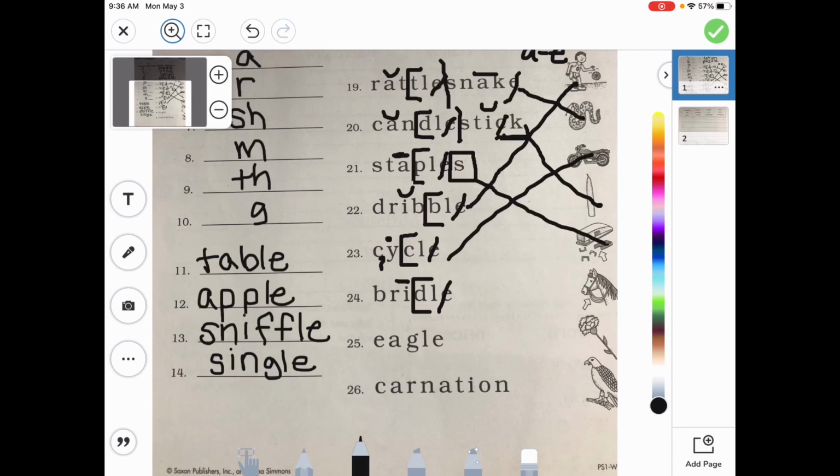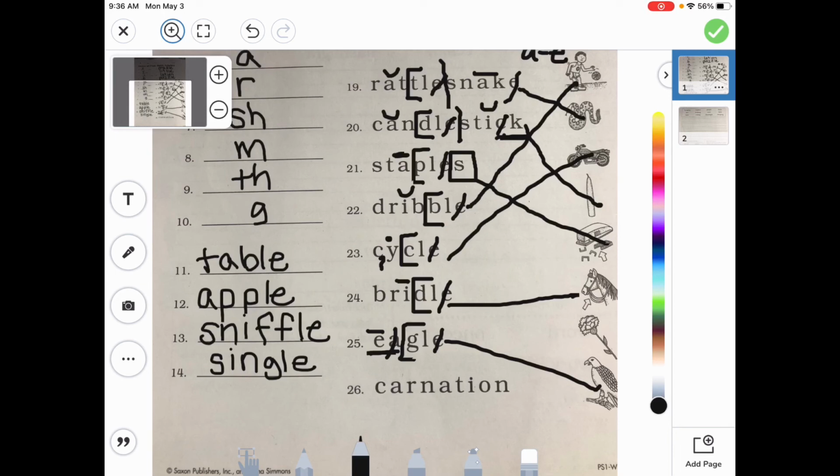Eagle. How would I code that word? Final syllable, G-L-E, cross off the E, and then E, that's digraph E-A, so it's a long E, silent A, eagle, eagle. And where's that eagle? Very good, down there. Bridle, do you know what a bridle is? A bridle is what you hold on to around the horse's neck right there. That's its bridle. And then our last word is carnation.